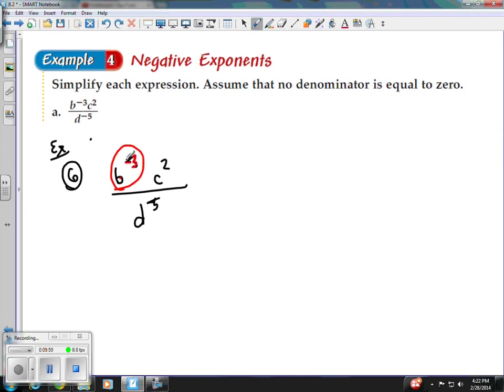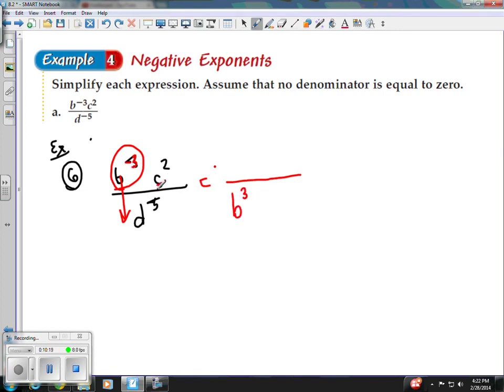We can't have a negative exponent. So if he's on the top part of the fraction, he doesn't want to be on the top. He wants to be on the bottom. So what I like to do is I like to go ahead and make my fraction bar and show them as I move it. So b to the negative third doesn't want to be on top. He wants to be on the bottom, so it becomes b to the positive third.